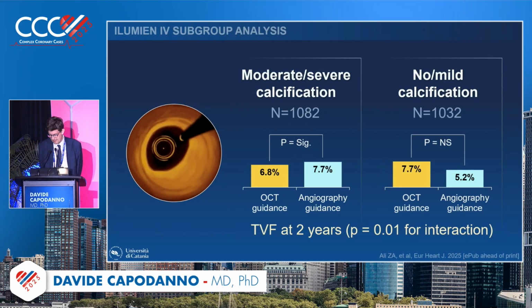Recently, we have seen data that have been mentioned during the live case in the European Heart Journal, a sub-analysis of the ILUMIEN IV. Essentially, in the two groups of patients with moderate or severe calcification and those with no or mild calcification, the results of OCT versus angiography had a statistical interaction. So OCT was better than angiography in reducing target vessel failure at 2 years only in the group of patients with moderate to severe calcification. Of course, there is a lot of confounding here, but it makes a lot of sense. So imaging is particularly helpful in this setting.